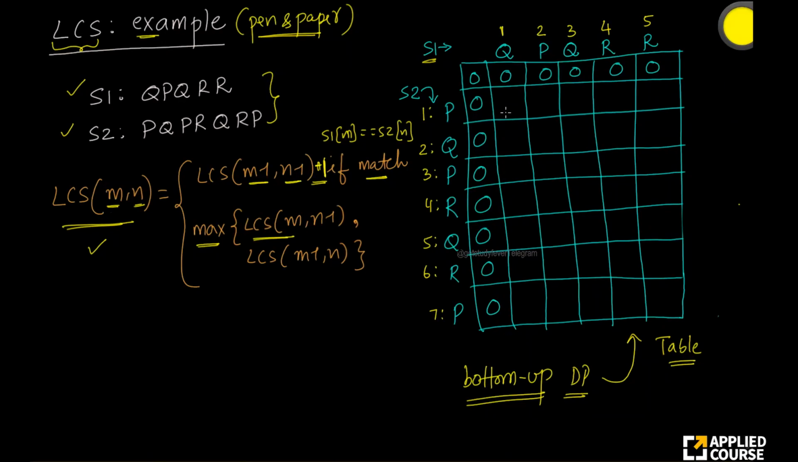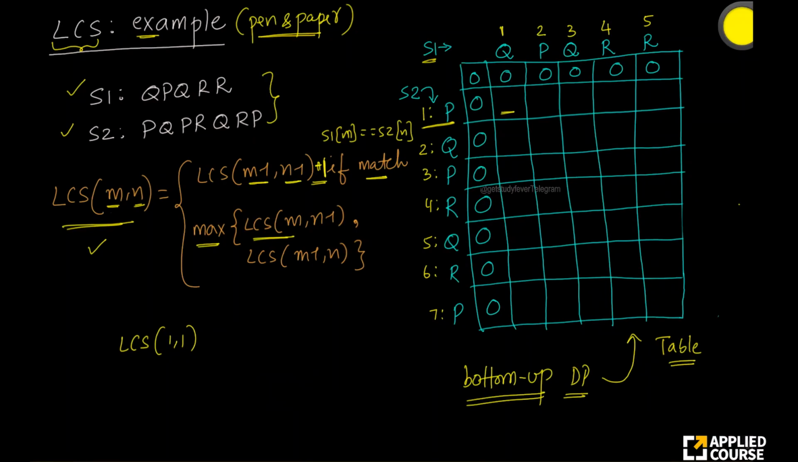Now let's assume I want to fill this cell. If you think about it, this is LCS of 1, 1, because I want to find the longest common subsequence between this string, which is only one character long, and the one character here. So what we store in any ith row and jth column is LCS of i, j. Now to compute this, let's actually write this down.